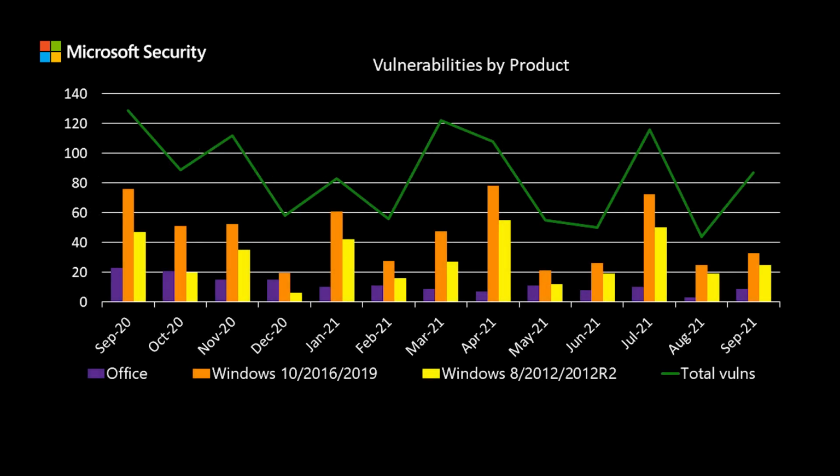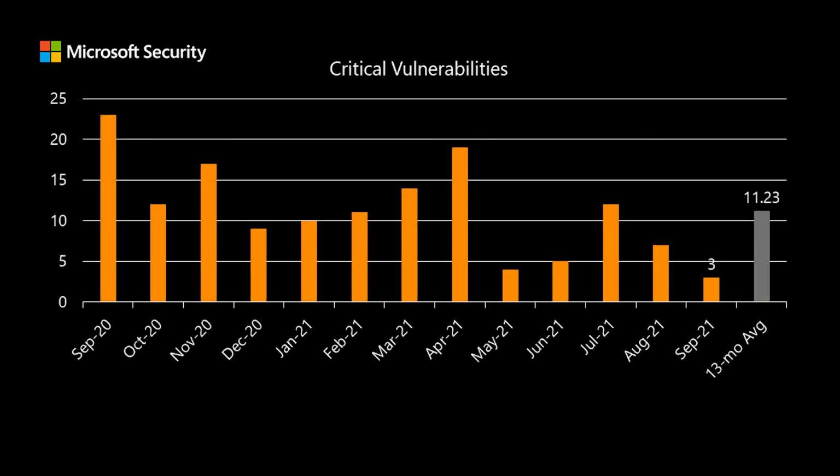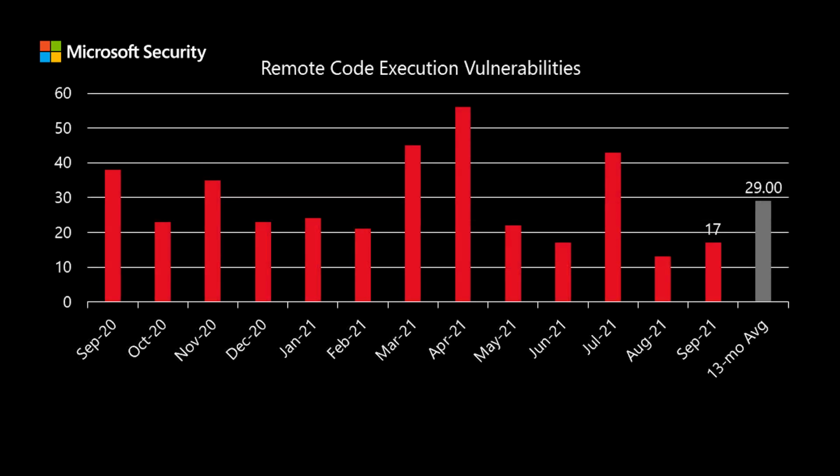All right, so September brings us a brand new month full of new vulnerabilities, and this month we have 87 total vulnerabilities being addressed. That's right in line with our average over the last 13 months of about 85. When we look at the number of critical vulnerabilities, September brings a lower number. This month there's only 3 critical vulnerabilities, and over the past 13 months we've been seeing just over 11. When we look at remote code execution vulnerabilities, this month we have 17, and we've been averaging just around 29 over the past 13 months.